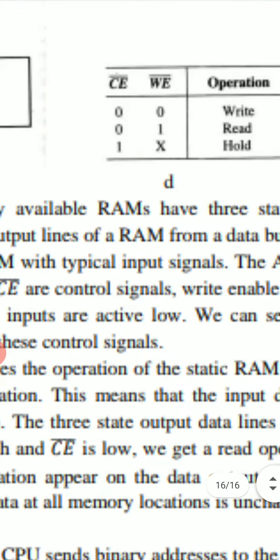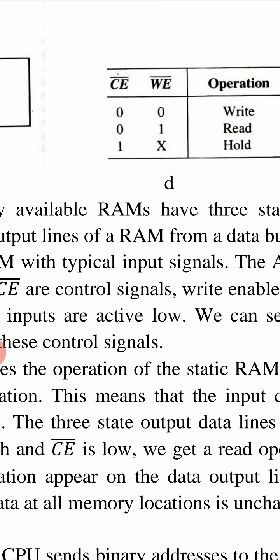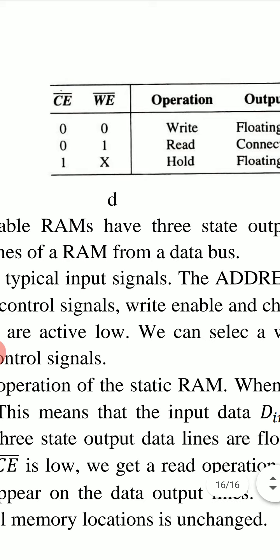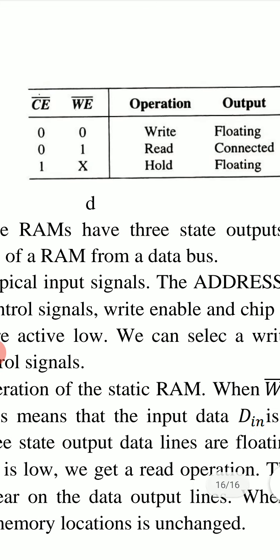And the third case is when CE bar is 1. When CE bar is inactive, then whatever may be the WE bar, it may be 0 or it may be 1, the operation is hold. It means it will do nothing and output is floating.